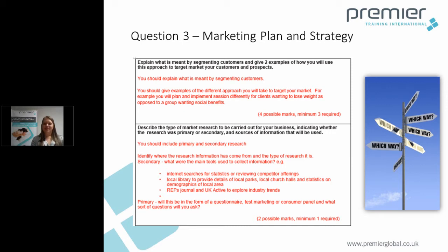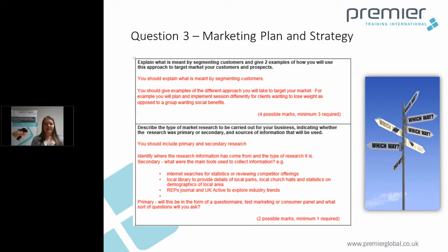The first question asks you to explain what is meant by segmenting customers and to give 2 examples of how you will use this approach to target market your customers or prospects. The question does carry 4 marks. I suggest you first of all start by giving 2 good sentences about what segmenting customers is. Again, if you are unsure, please do refer to your manual. Segmenting is basically breaking your customers down into smaller markets or demographics. When you've done this, you should then give 2 examples of how you will target your market based on this segmenting approach. There is an example given in front of you and on the guide as well.